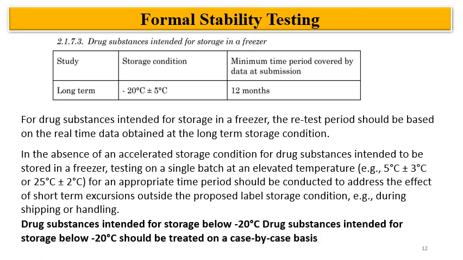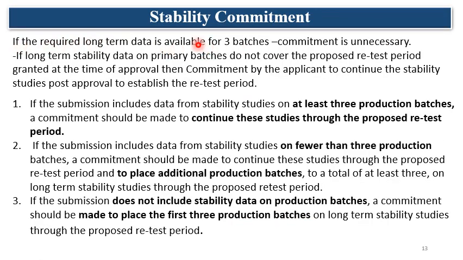So this will depend on it. If the applicant has all the data for the 3 batches, then no commitment is required. If long-term stability data on primary batches is not covering the proposed retest period granted at the time of approval, then a commitment by the applicant to continue the stability studies post approval to establish the retest period. The simple meaning of this is that if the applicant does not have the complete data for stability, then the applicant will give the commitment that they will continue the stability study till the retest period is completed, so that the retest period is firmly established.